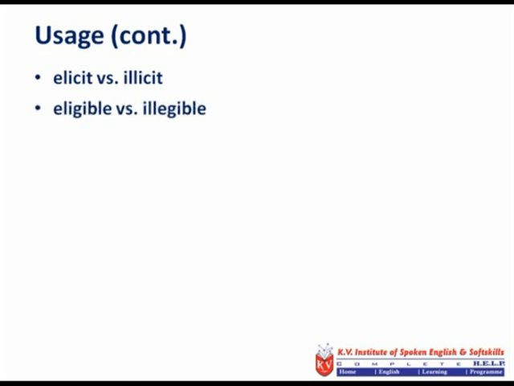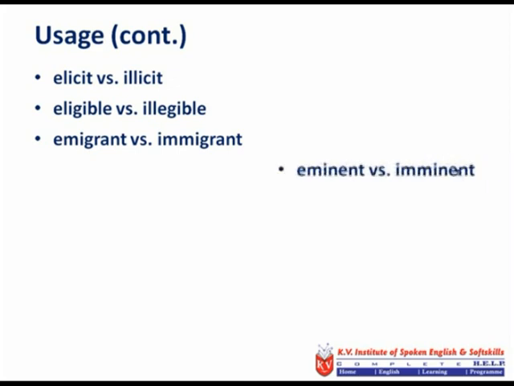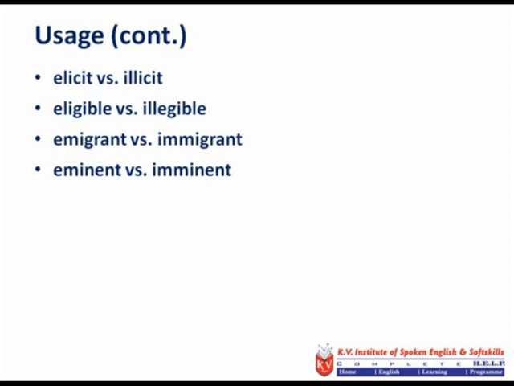Eligible versus illegible. Eligible is fit or proper to be chosen. Illegible means not legible. Emigrant versus immigrant. An emigrant is a person who emigrates from his or her own native country or region. An immigrant is a person who migrates to another country. Eminent versus imminent. Eminent is high in station or rank. Imminent means likely to occur at any moment.